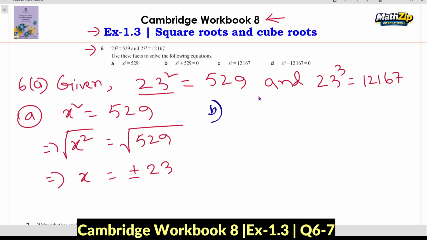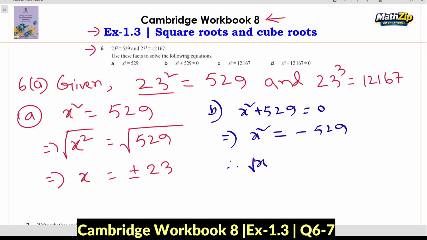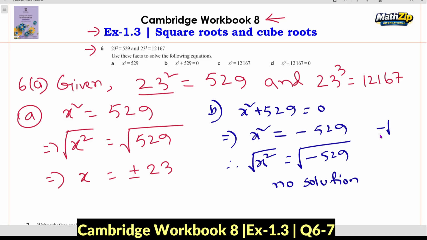Number B, here is x square plus 529 equals 0. So x square, we subtract both sides by 529, so it will be minus 529. Once we take the square root, it will be the square root of minus 529. So here is no solution, because the square root of minus 1 is an imaginary number. So number A, B, done.